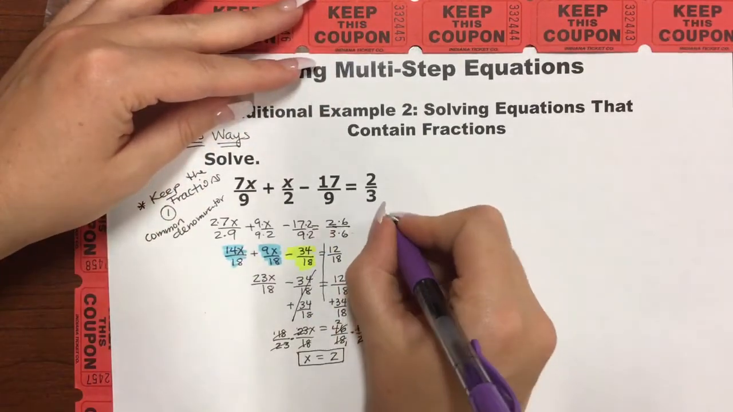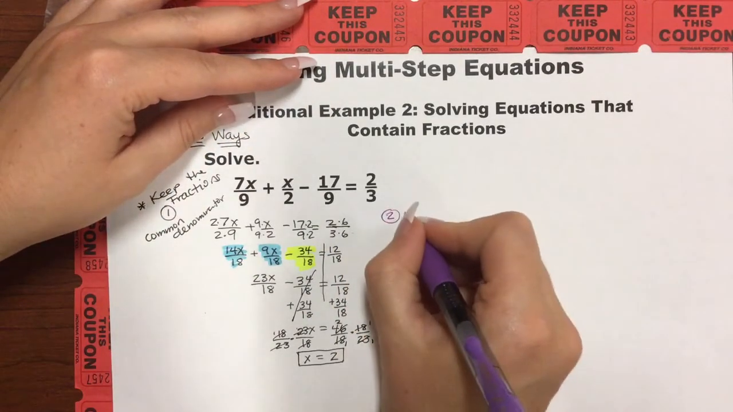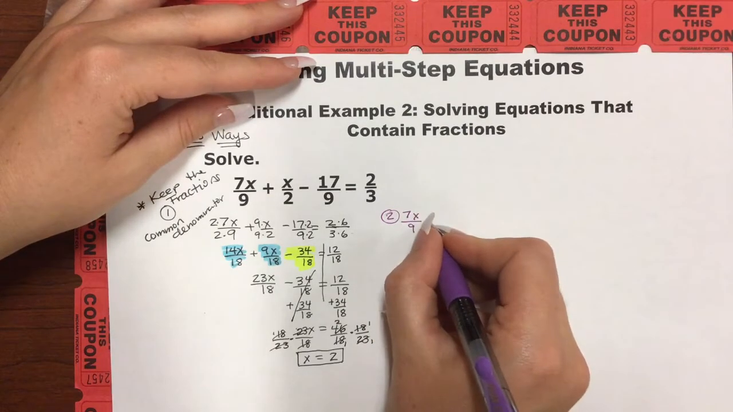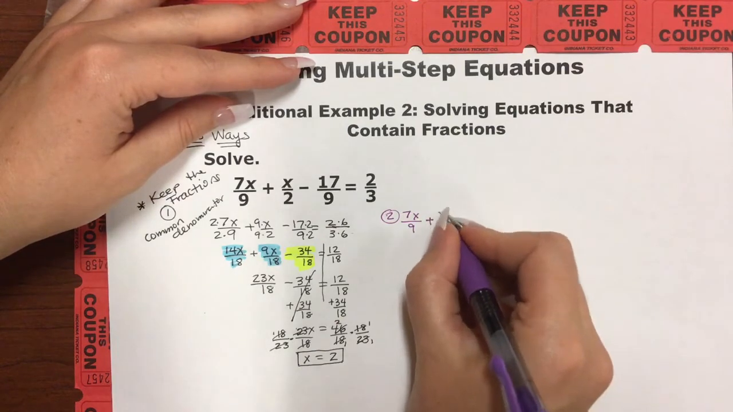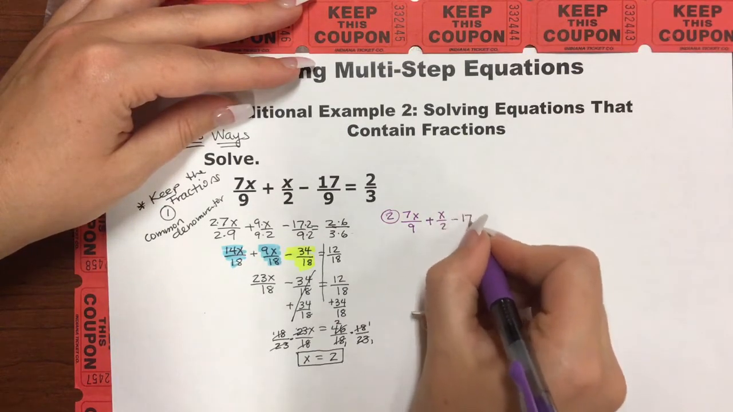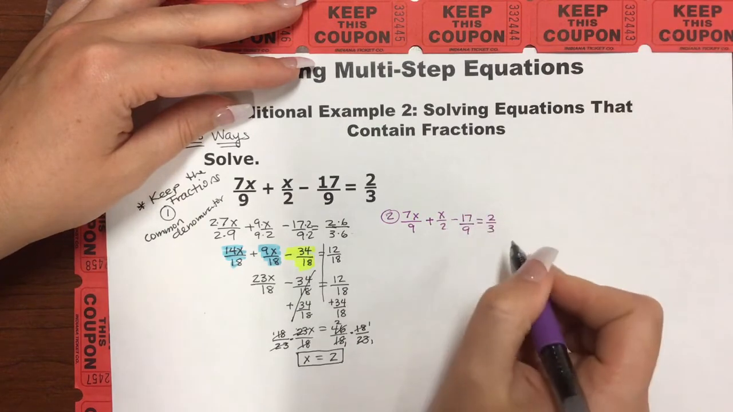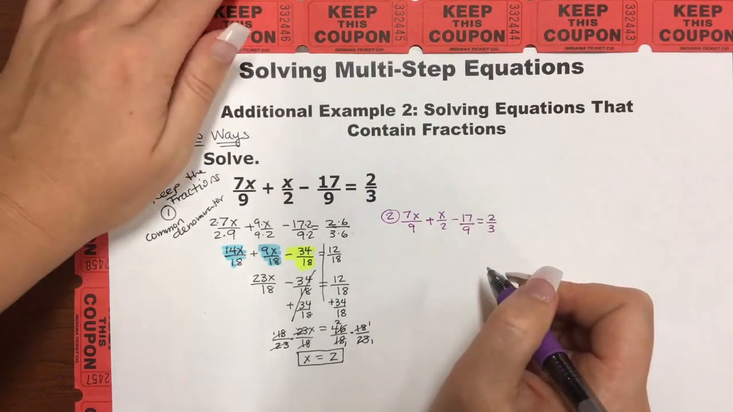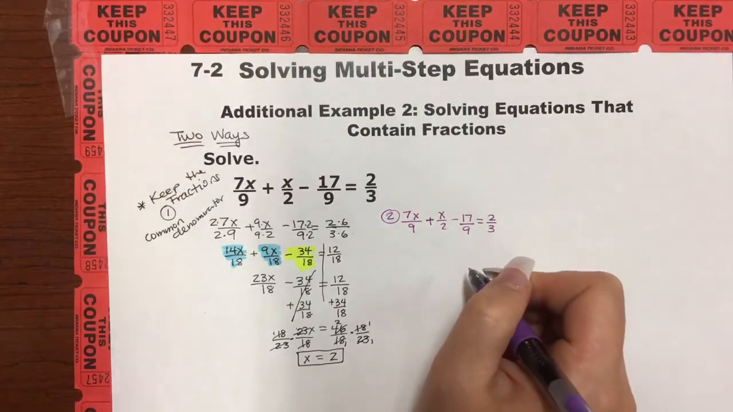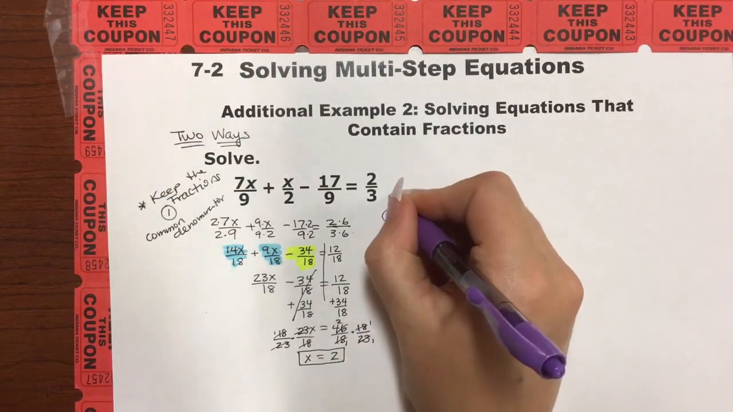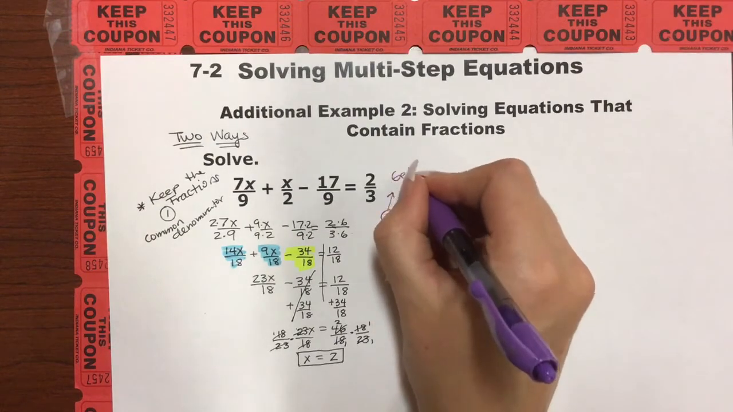Here, we'll change the color. We need a little purple in our life, I think. 7x divided by 9 plus 2x over 2 minus 17 divided by 9 equals 2/3. Did I write it all right? Perfect. I did.